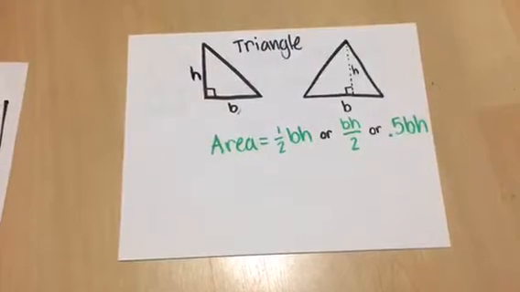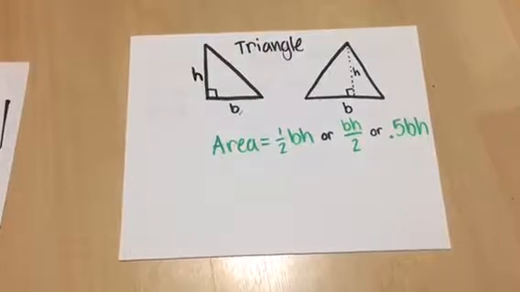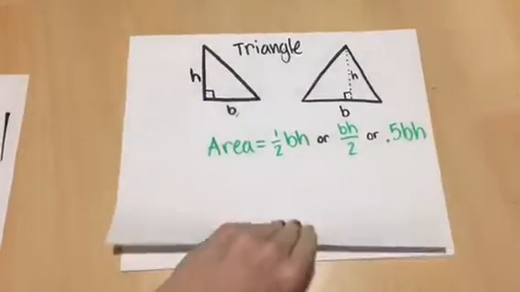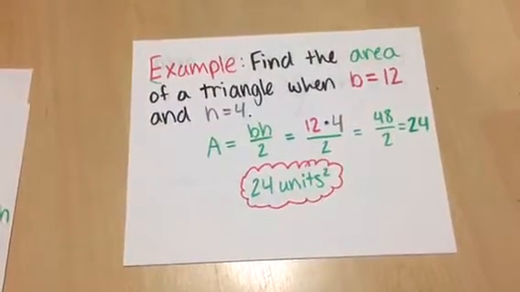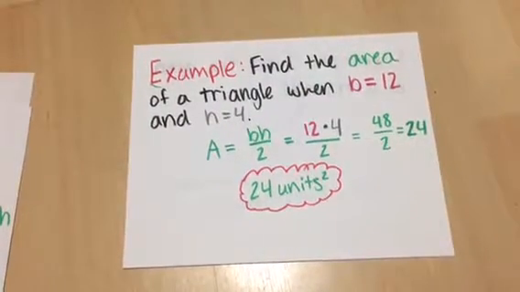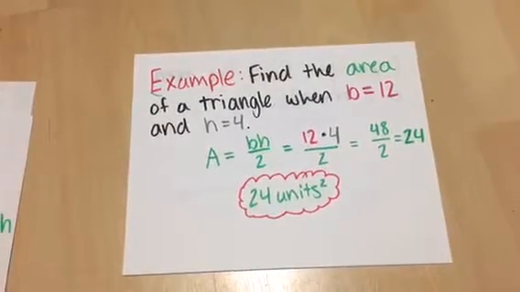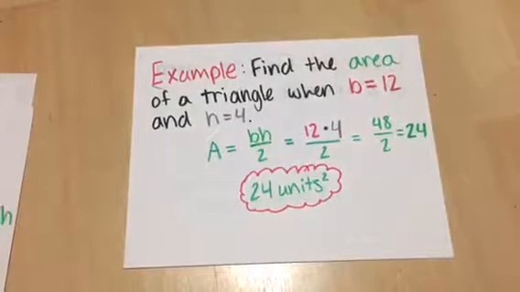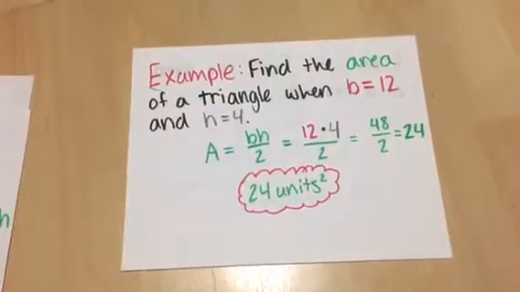For a triangle, the formula for area is 1/2 base times height, or you could say base times height over 2, or 0.5 times base times height. An example is find the area of a triangle when the base equals 12 and the height equals 4. Remember the formula for area is base times height divided by 2. So we know the base is 12 times the height is 4, all of that divided by 2. Again, using order of operations, we get 24 units squared.